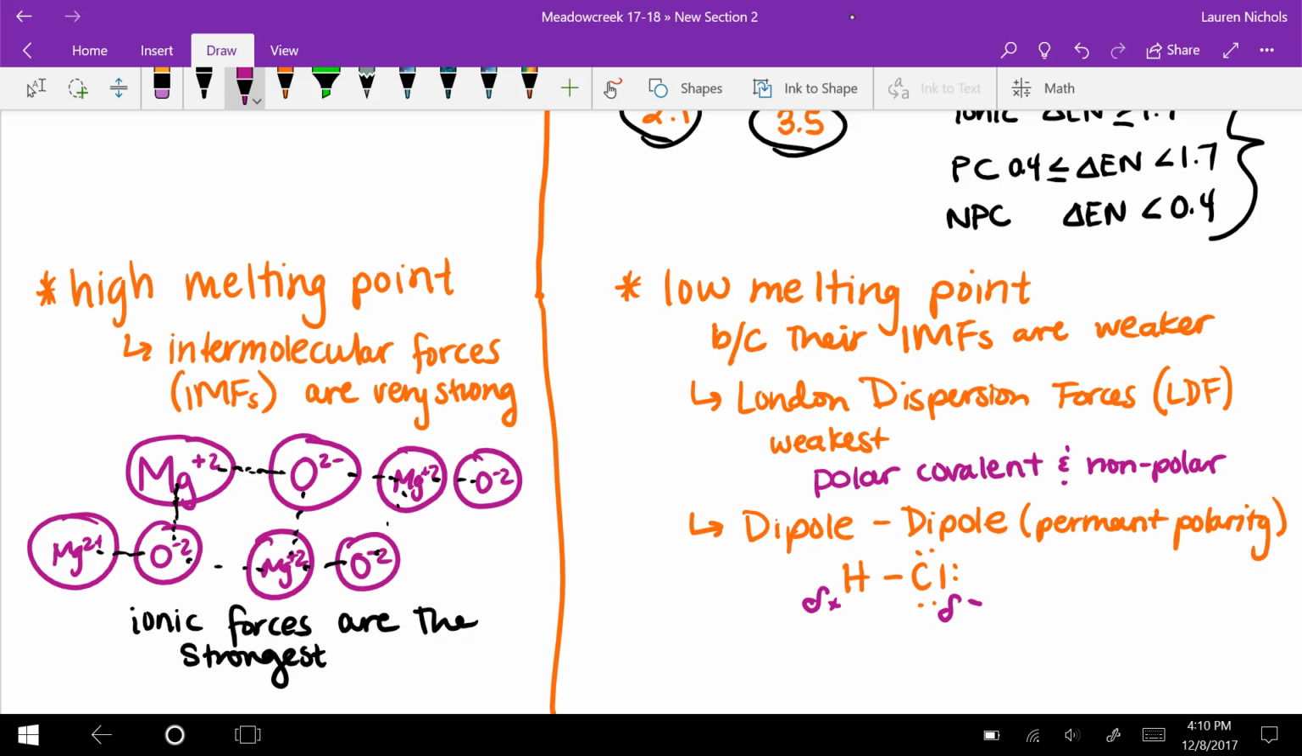And so that means in order to have that permanent polarity, you need to be a polar covalent compound. Okay, you can't be nonpolar and have permanent polarity. That just doesn't make sense.